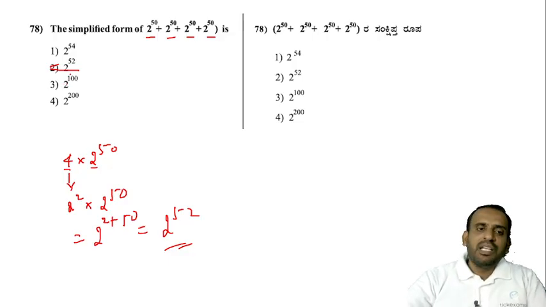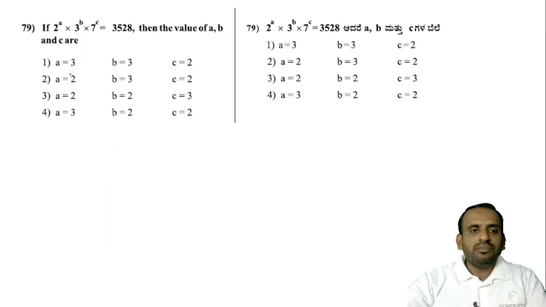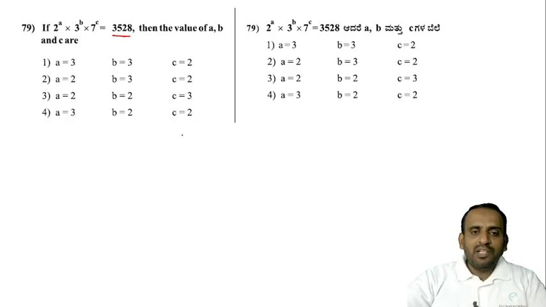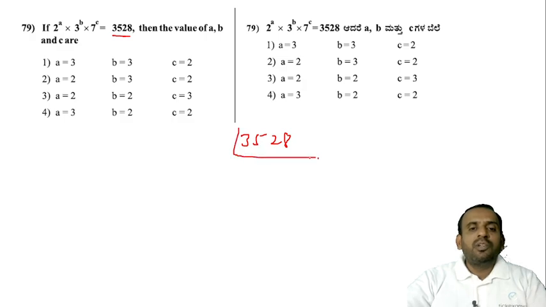Okay, let's move on to one more question. If 2 raised to a into 3 raised to b into 7 raised to c is equal to 3528, then the value of a, b. So basically we have to find out what are the factors of 3528. So what we will do, we'll try to divide by the highest number first.